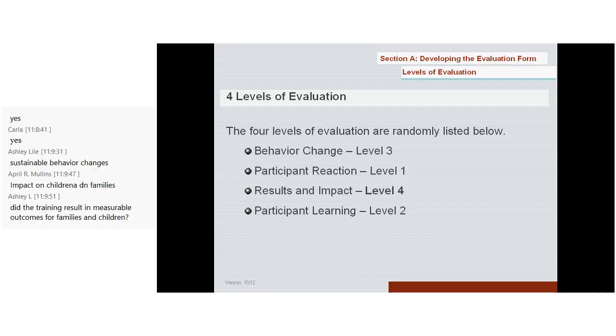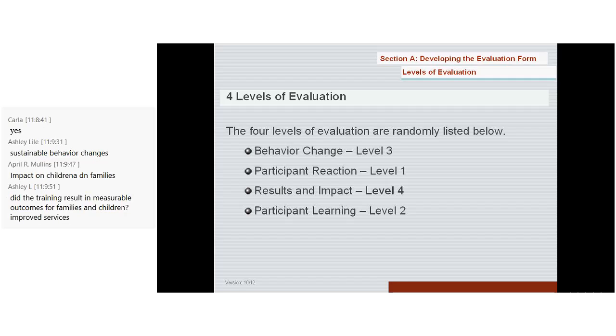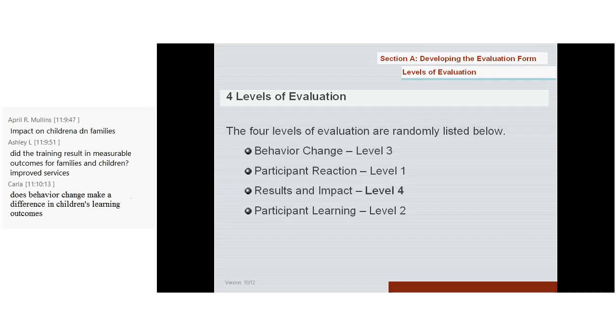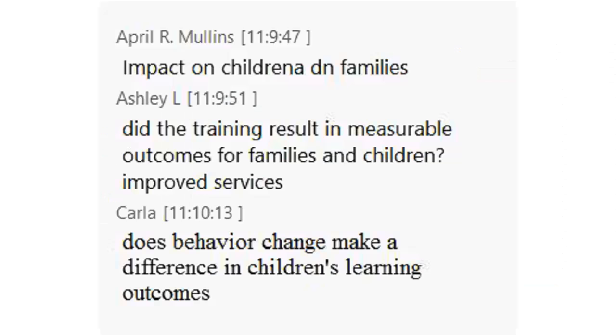Okay, did the training result in measurable outcomes, or you might say measurable changes or meeting outcomes, or improved services on families and children? All of that is part of it. Behavior change is something that the participant does, they practice, they put it to work back at home, and they do something different. If they're doing something different, and that something different is supposed to improve services for children, then you should see results from that behavior change on the children and or the family and or the program.